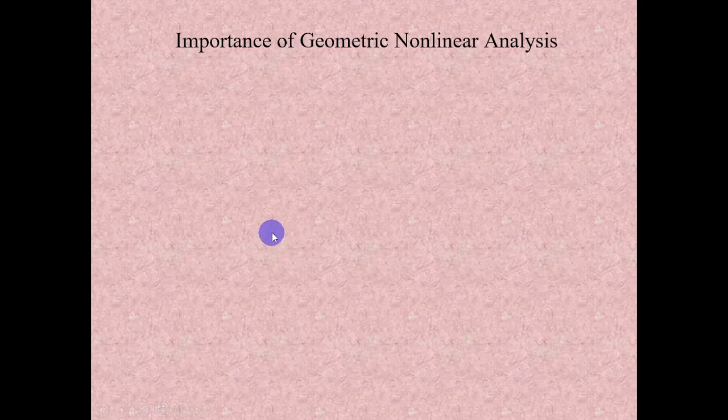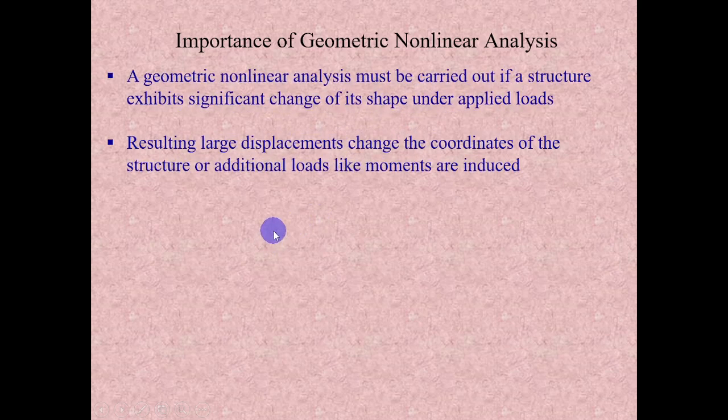The importance of the geometric nonlinear analysis is that it must be carried out if a structure exhibits a significant change in its shape under the applied load, as we have seen in the suspension bridge, resulting in large displacements that change the coordinates of the structure, or additional loads like moments being induced. So how is this additional load or moment induced?